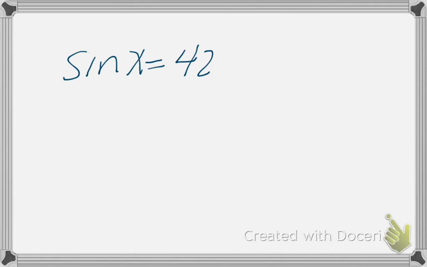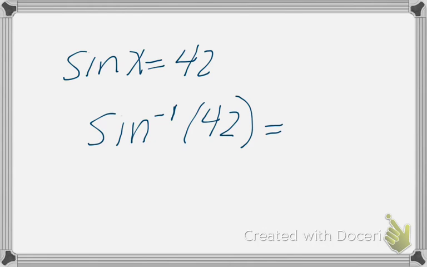So if you go back to when you were in trig, if you had a problem like sine x equals 42, you had to figure out what x was. On your calculator, you would use a key called sine inverse, and then you would say sine inverse of 42, and that would get you back to x. Okay, that's what we're talking about when we're talking about inverse.